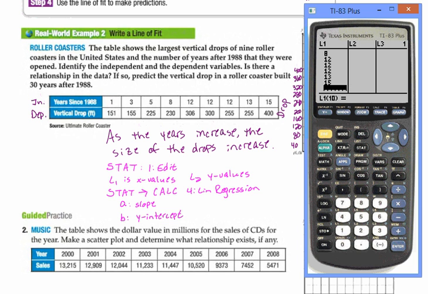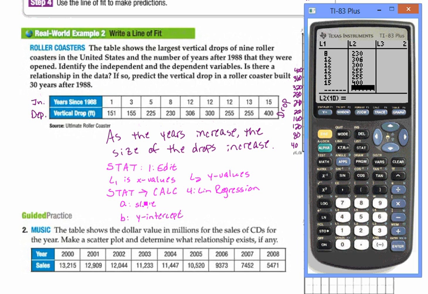So once we have those 9 in there, you can hit this right over button and go ahead and put in your y values, 151 and so on. I would recommend getting a graphing calculator, especially when we start dealing with some of the later concepts. This will be a lifesaver. Okay, so we are done with this step right here, putting in our values.